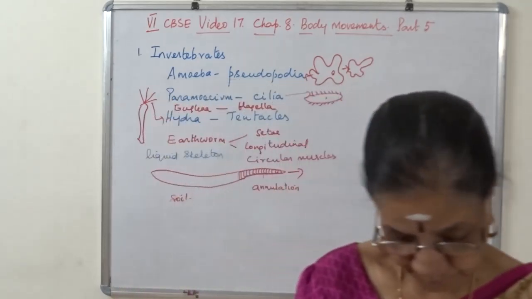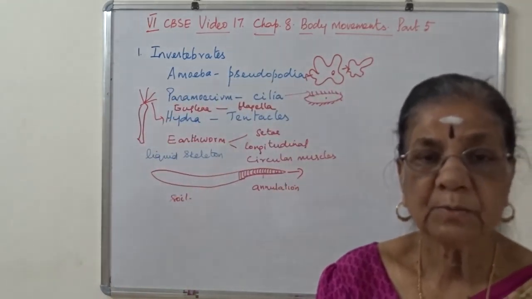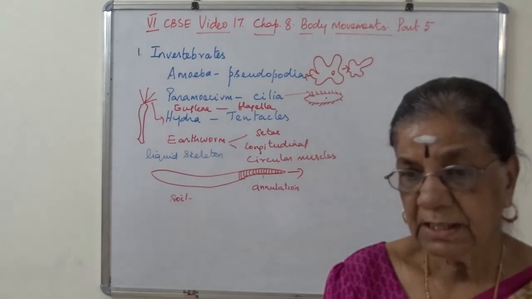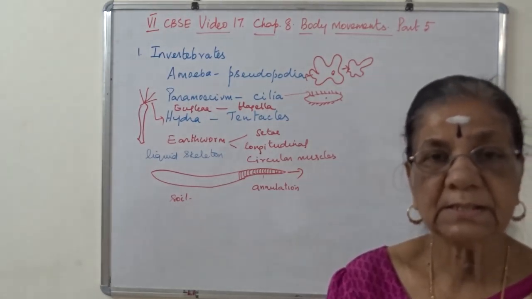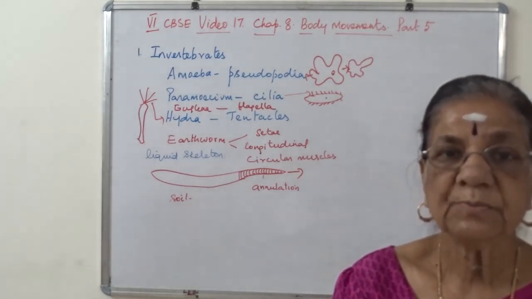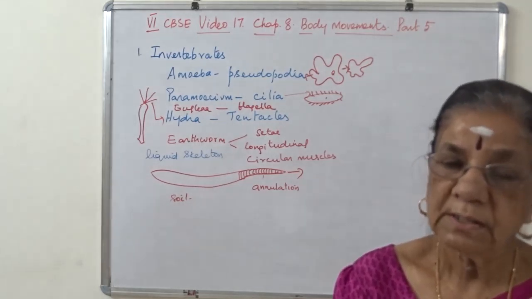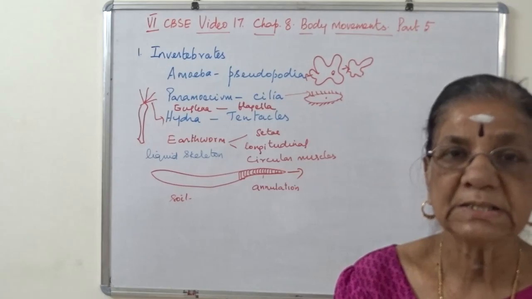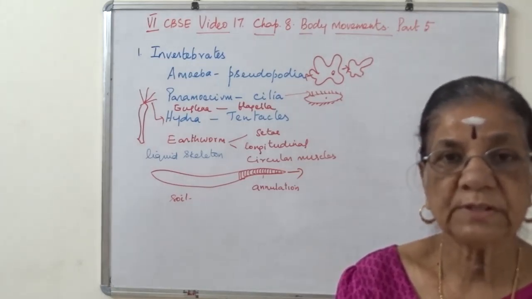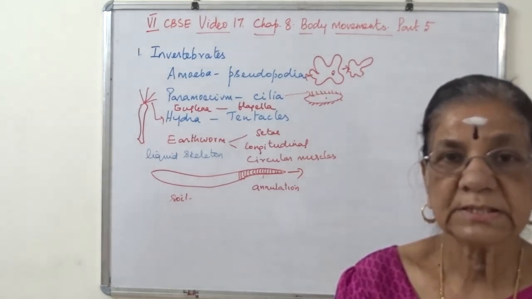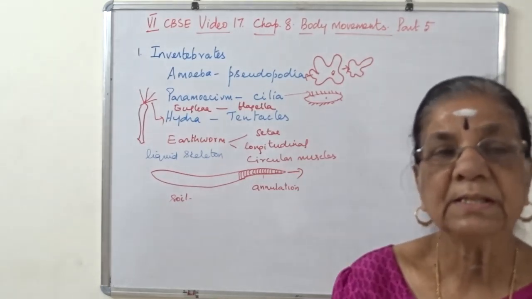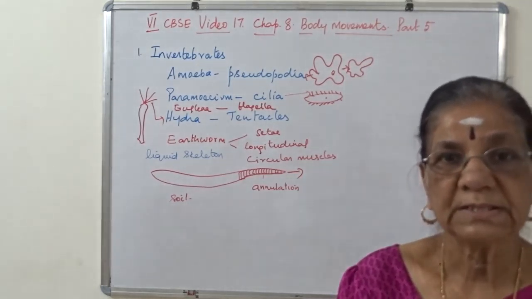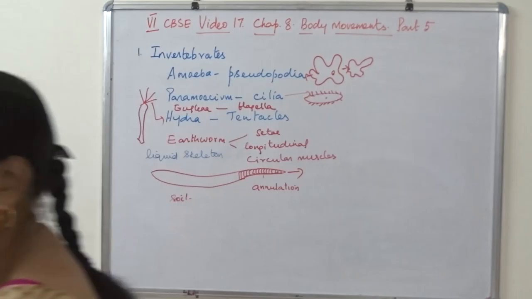Then by this contraction and relaxation, the earthworm moves forward and the movement will be very slow. So per minute 7 to 10 times the contraction and relaxation can be done. I hope you understand.